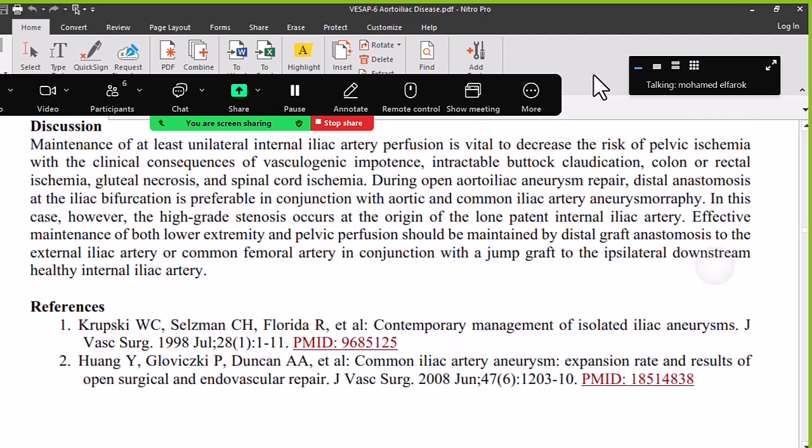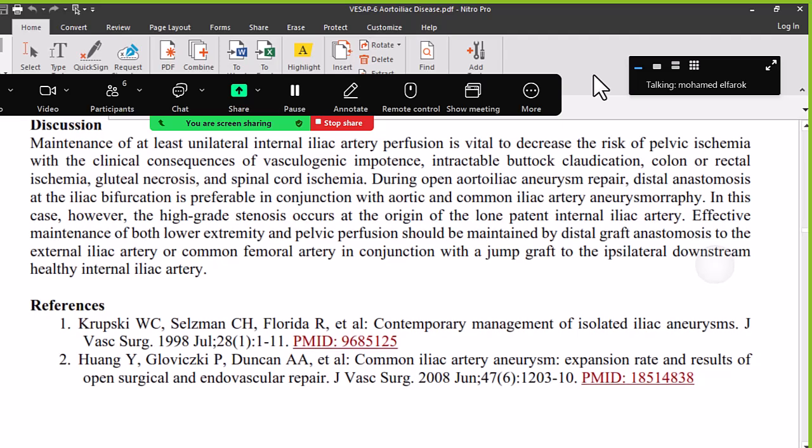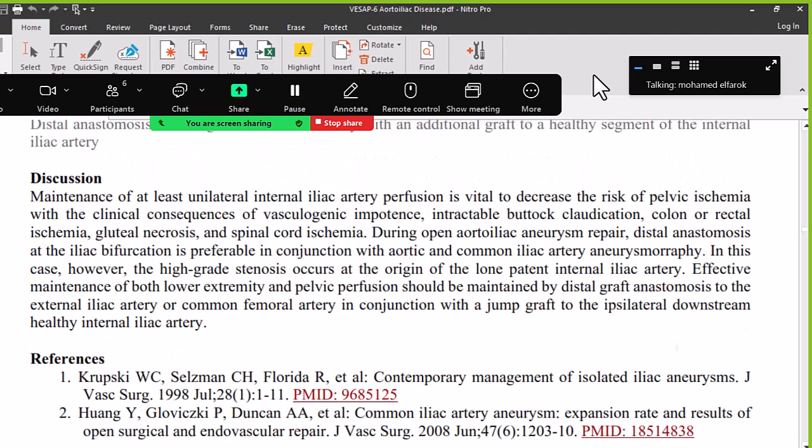He wrote the reference, of course, Trabski and Dot's book, not new, from 1998, Contemporary Management of Isolated Iliac Artery Aneurysm, and he took another book by the famous Goloviski. Goloviski is the president of the American Society of Vascular Surgery, about common iliac artery aneurysm expansion rate and result of open surgery. So he has a good reference. What did he say in the discussion?